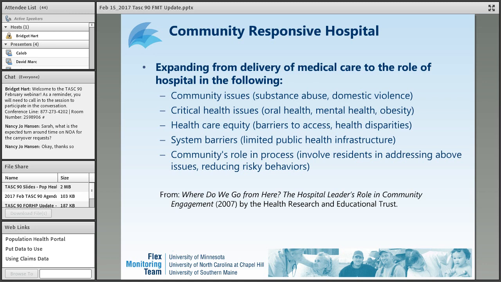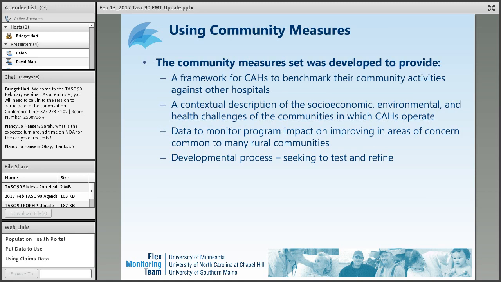How do you engage people? How do you bring them into the mix? How do you work with them to reduce risky behaviors? So it's just a quick summary of what I think is important for hospitals to remember.